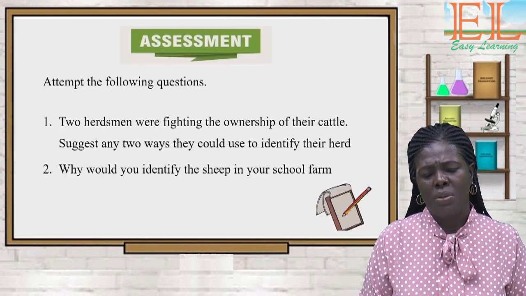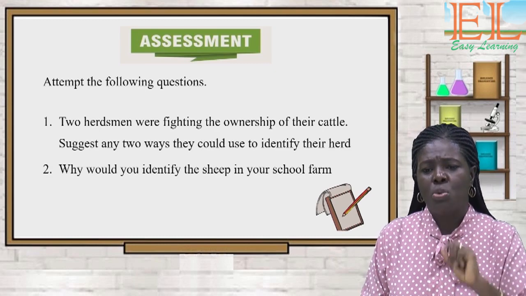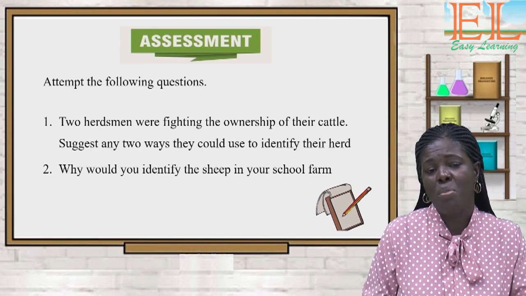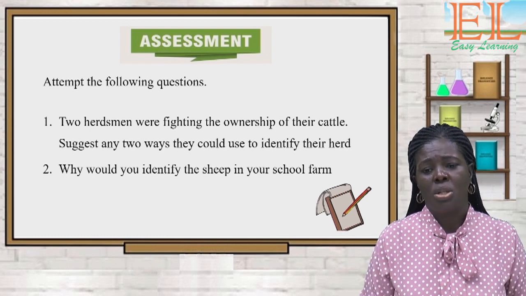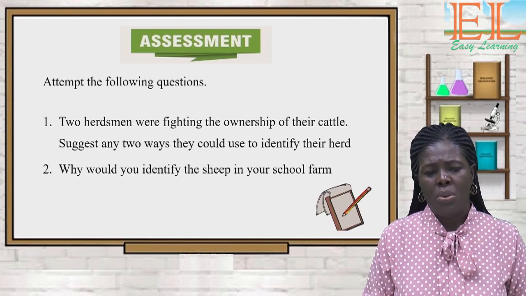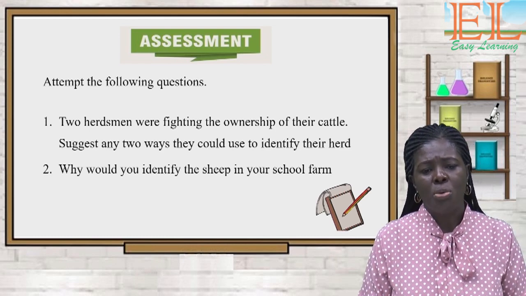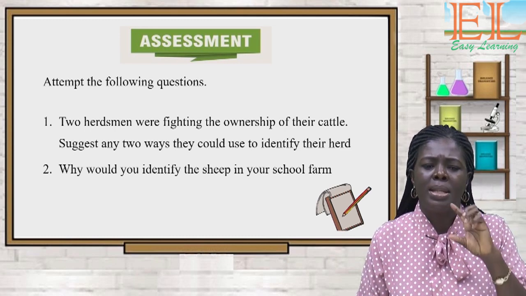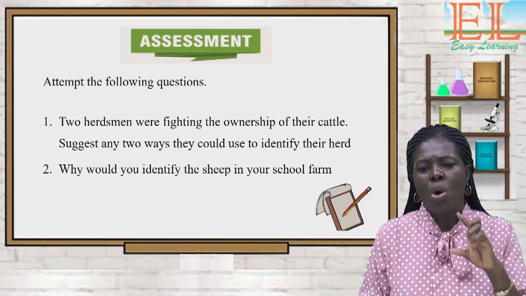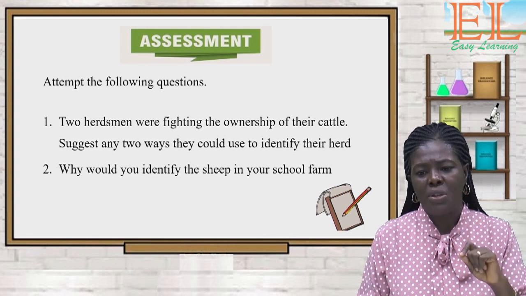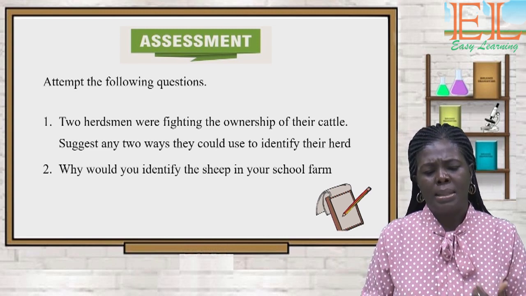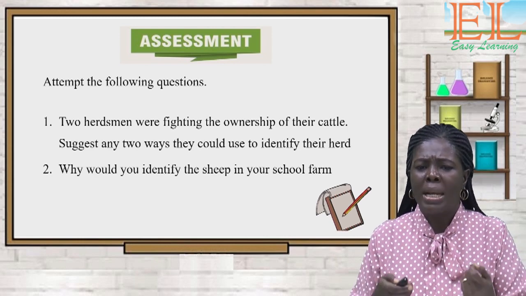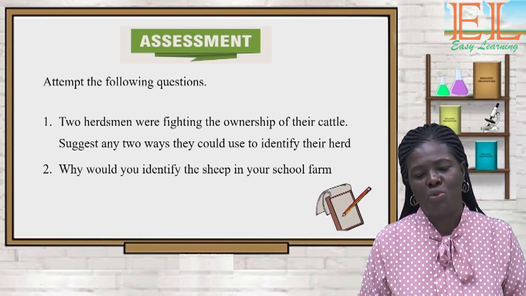Let's assess ourselves. But I just want you to write this, and then maybe in the house you can try your hand on it. Now, write this. Two herdsmen were fighting over the ownership of their cattle. Suggest any two ways that could be used to identify their herd. Then the second one, why will you identify the sheep in your school farm?